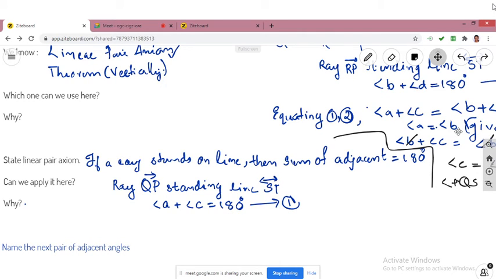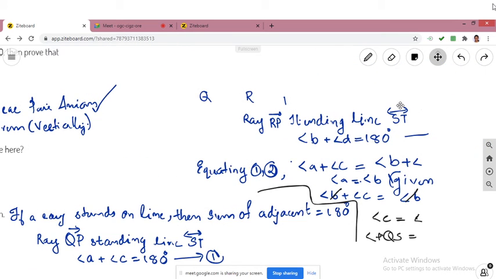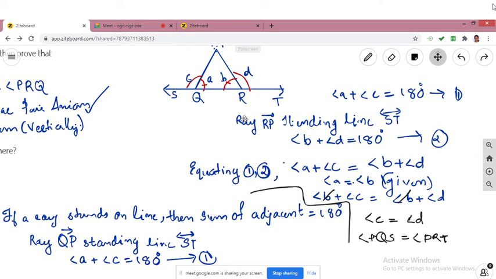Now by using the same linear pair axiom, in the case of this ray RP, we got angle B plus angle D is equal to 180 degrees. Then equating these two we got that angle C is equal to angle D. Hence we have proved those two angles are equal.